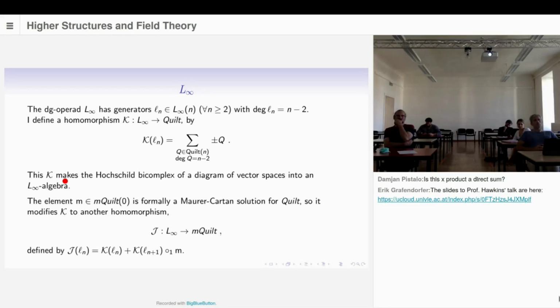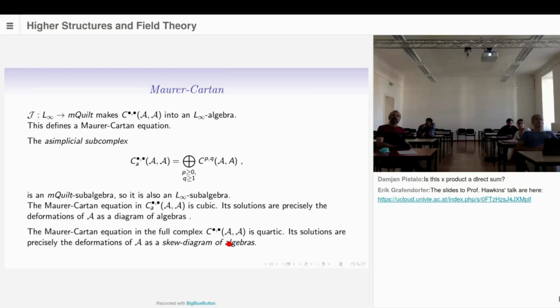So that gives me what we want, which is a homomorphism from L infinity to Quilt, and Quilt is acting on the Hochschild bicomplex of a diagram of algebras. Okay, any question about that slide? So that brings us to the Maurer-Cartan equation. This homomorphism makes our bicomplex into an L infinity algebra. And that means that we have a Maurer-Cartan equation defined there.